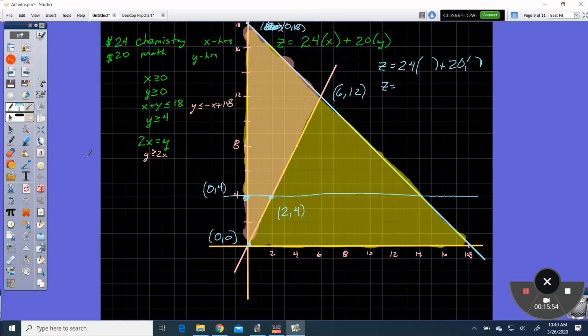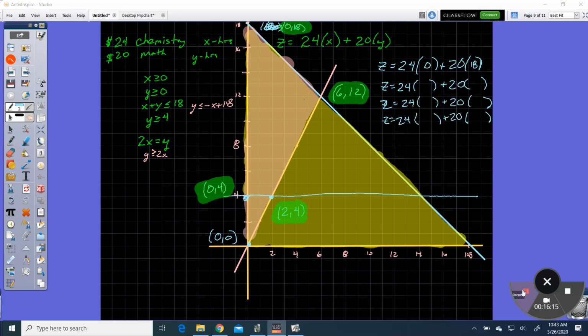So anyways, I have these points. So I have 0, 4 is one, 2, 4 is another one, 6, 12 is one, and 0, 18 is another one. So I have 4 of them, so I'm going to need 4 of these. All right, so I plug in the first point, 0, 18. I'm going to plug in the next one, 6, 12. Plug in another one, 0, 4, and plug in the last one, 2, 4.